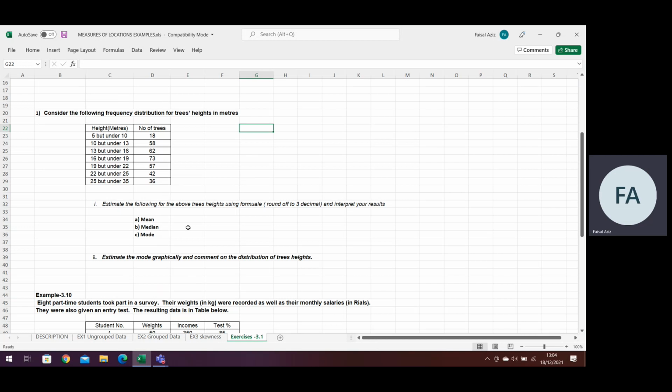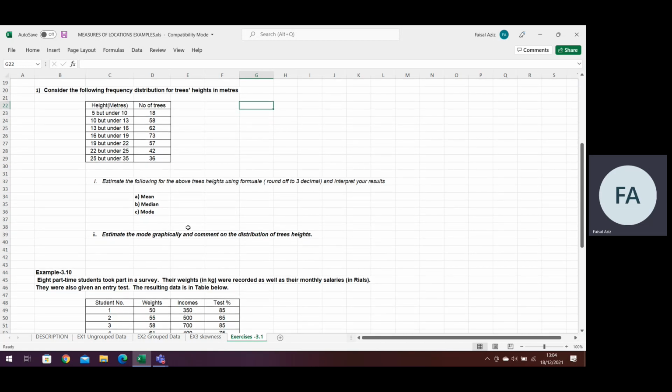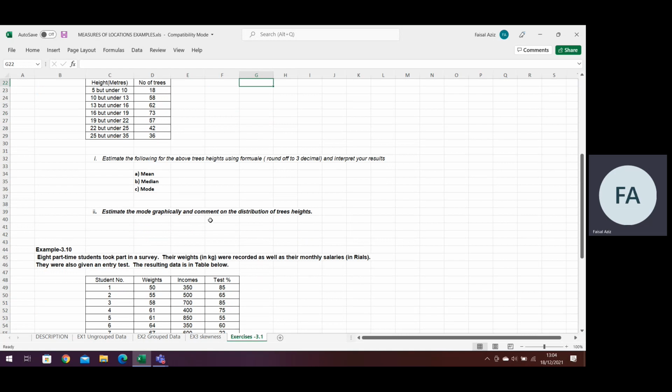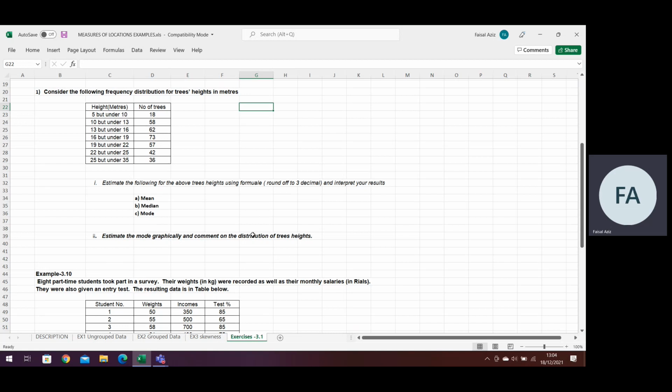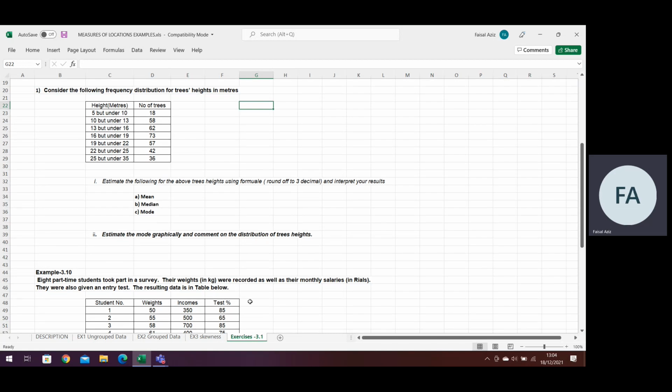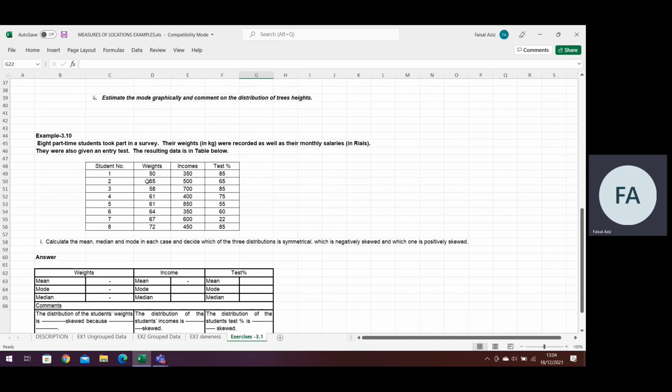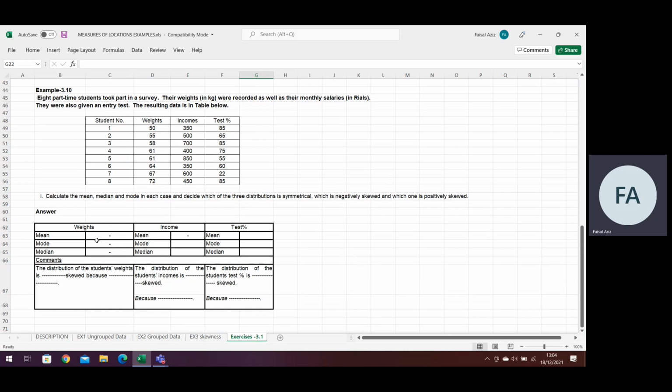You can just extract this data, put it in an Excel sheet, and then you can calculate all these measures by yourself. And also the same way I have calculated mode graphically, you can select these two, height and this frequency data, and you can draw a graph, and then afterwards you can calculate mode graphically also.